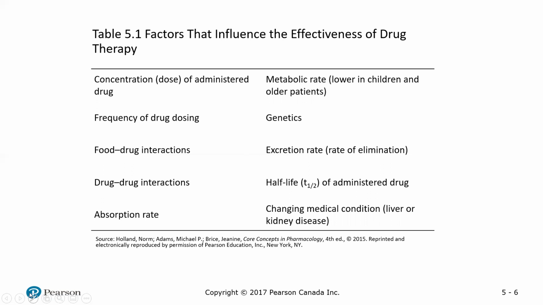Drug-drug interactions. Two drugs can interact with each other in one person because he might have some disease conditions in his body, but another person might have no drug-drug interaction for that drug. So it depends, again, from body to body, and it is calculated by the half-life of the administered drug. Absorption rate, and then the changing medical conditions, liver or kidney disease. So these are all the factors that influence the effectiveness of drug therapy.